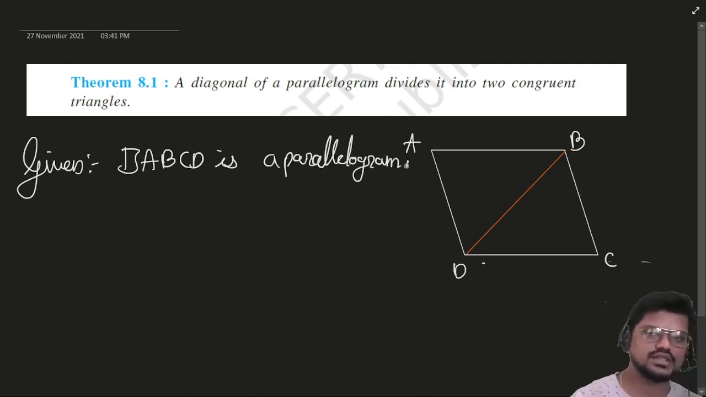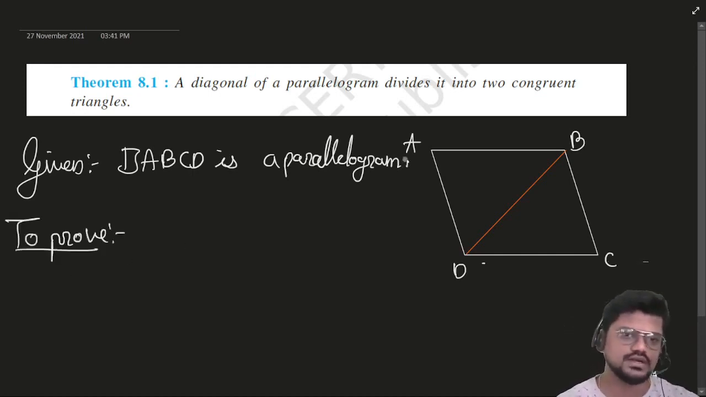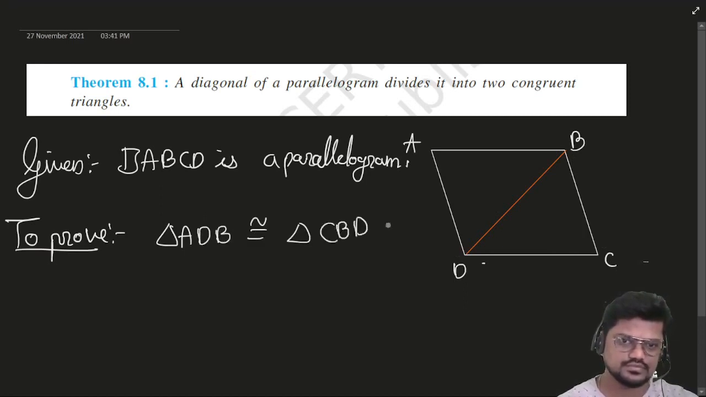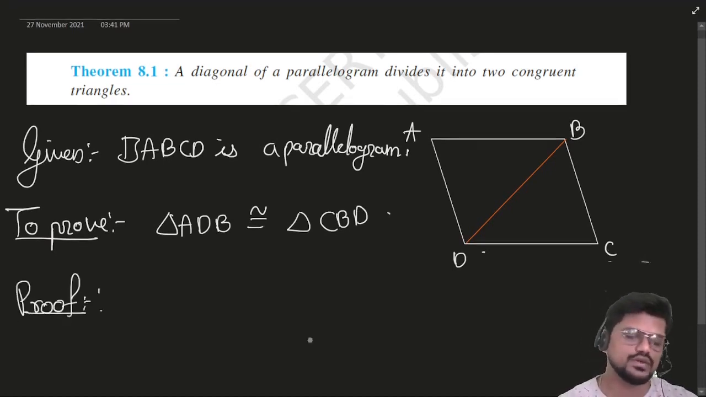After that, what do you need to prove in this? What you have to prove is that triangle ADB is congruent to triangle CBD. This is what you need to prove. Right? Now let us write the proof. How can we prove it?